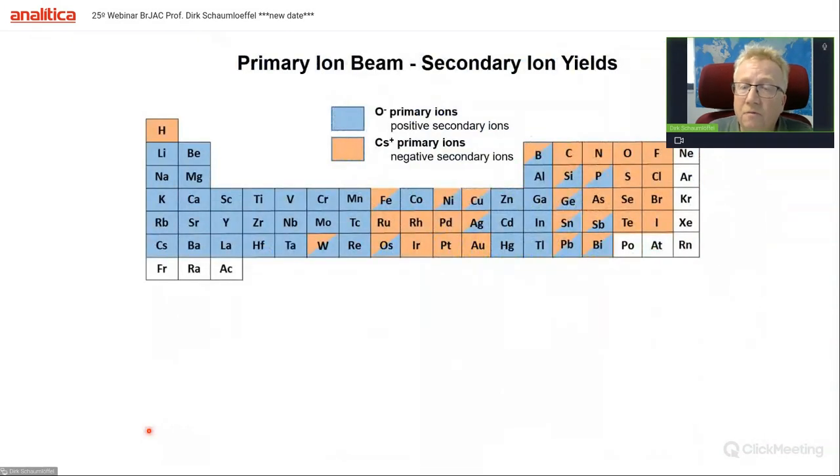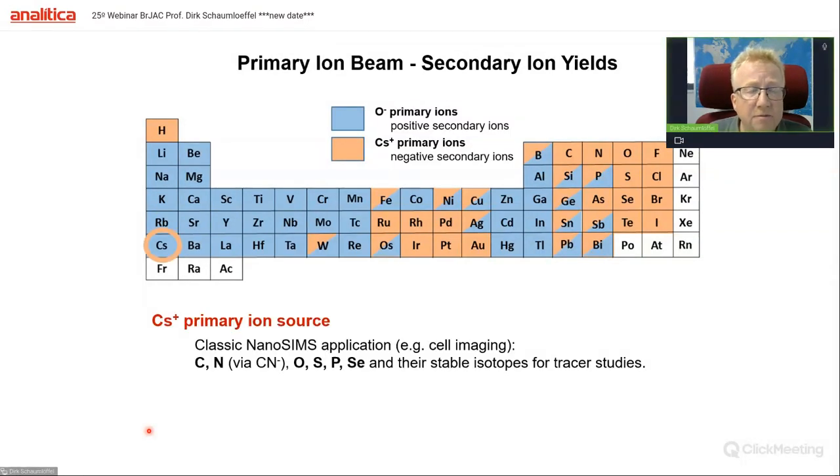So coming now to the question why oxygen minus or cesium plus primary ions are used. With the cesium primary ion beam, we can create secondary ions from the right side of the periodic table, so more or less the non-metals. These are NanoSIMS applications, cell imaging of carbon, nitrogen, oxygen, sulfur, all these major elements in biological tissues and cells. You can create secondary ions of these with the cesium plus primary ion beam.